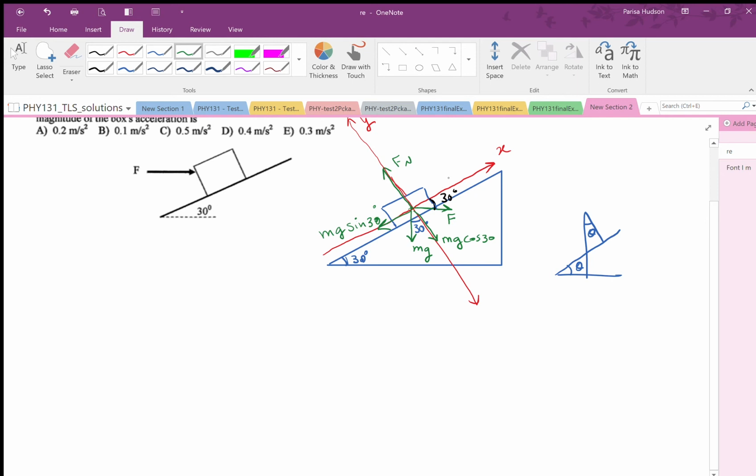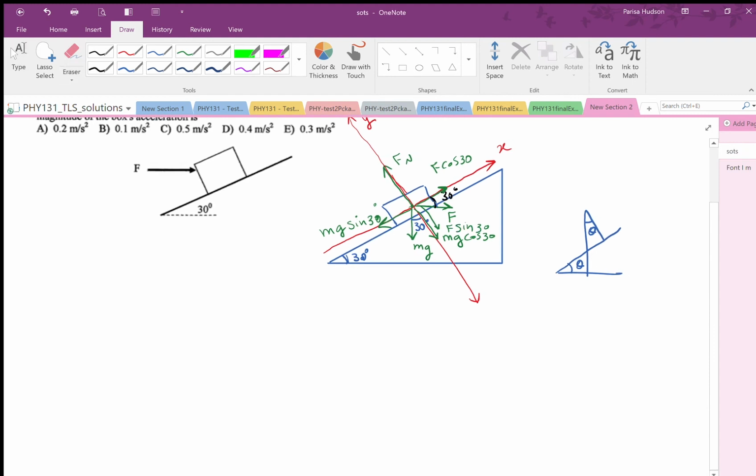Similarly, F needs to be decomposed into x and y components. The x component would fall on the x-axis. It would be F cos 30 because it is adjacent to 30 degrees. And the y component, therefore, would be F sine 30. Perfect. So I broke up my forces into x and y components.